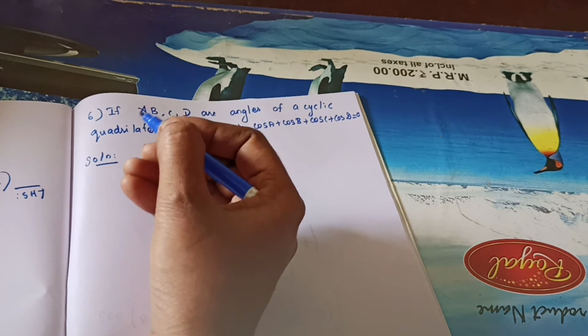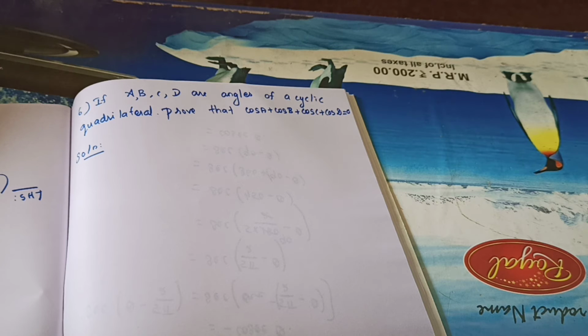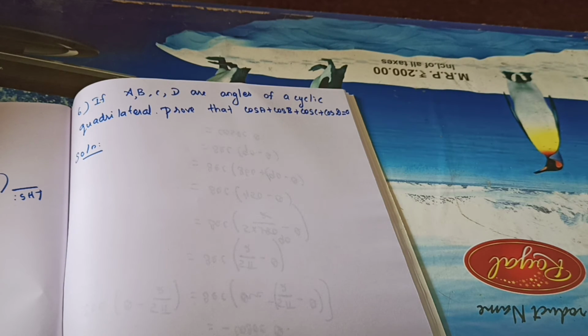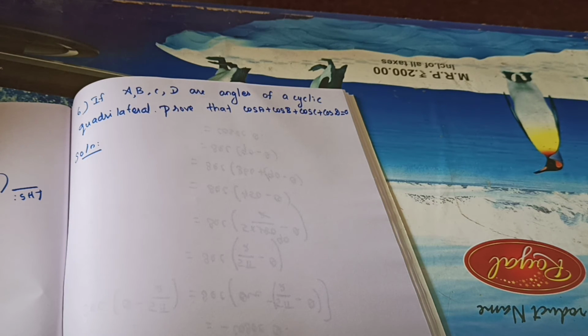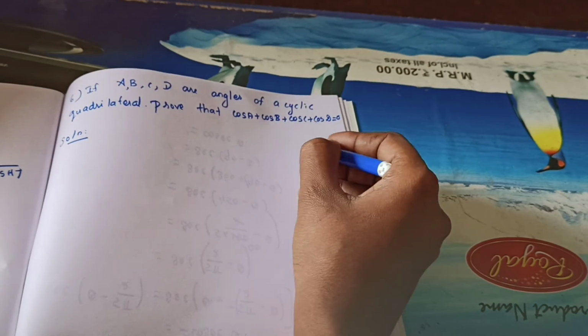Solution. Okay. So this one is somewhat different. So maybe in 2 marks they will ask it. So you need to learn this very important problem. So many times they will ask. So keep it in mind. A, B, C, D are the angles of a cyclic quadrilateral. So the sum of the angles in the opposite sides must be 180 degrees. Keep that in mind.